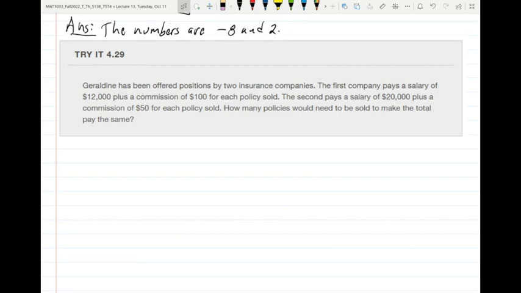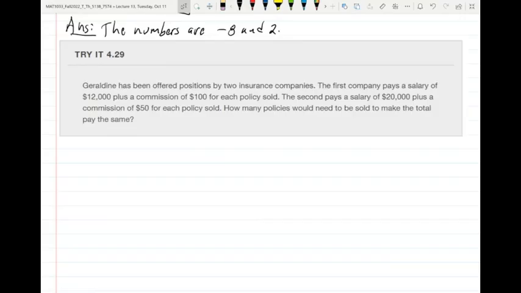So, do you understand what the problem is saying? Yes? So, 2 job offers, right? The first one is paying a fixed amount of $12,000 plus some commission. Depending on the number of policies that you sell, there is $100 for each policy. Yes? Okay, that's one offer.